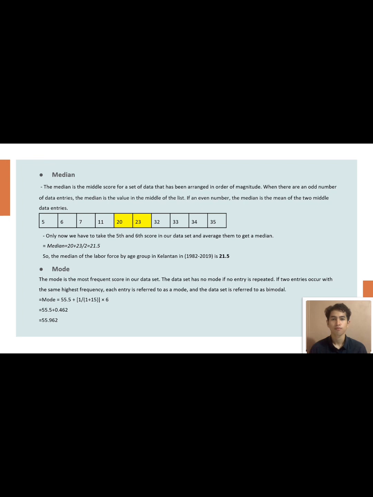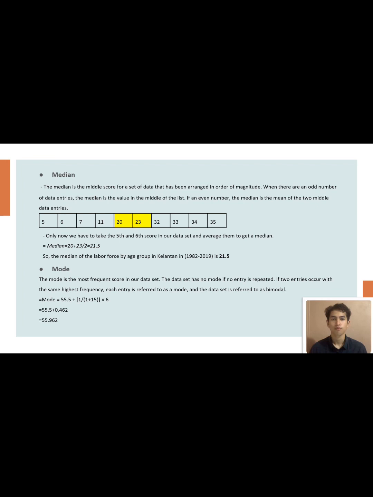So this data set has 10, which is an even number. So we will take the two middle data entries, which are 20 and 23. So after we calculate, the median of the labor force by age group in Kelantan from 1982 until 2019 is 21.5. So we go to the last method, which is mode.